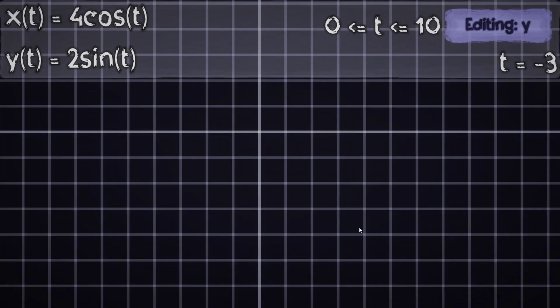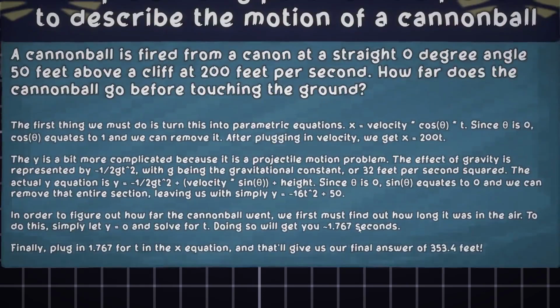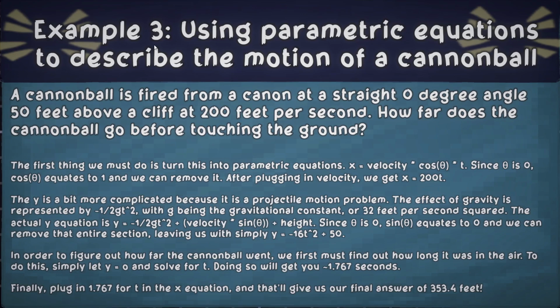Now that we have the simple stuff out of the way, let's move on to a real-life example. Here, example 3, using parametric equations to describe the motion of a cannonball. Here, a cannonball is fired from a cannon at a straight 0-degree angle, 50 feet above a cliff at 200 feet per second. How far does the cannonball go before touching the ground?